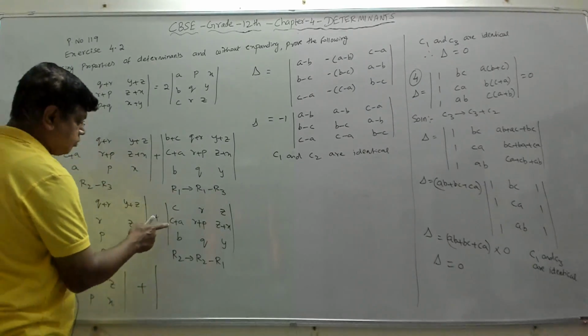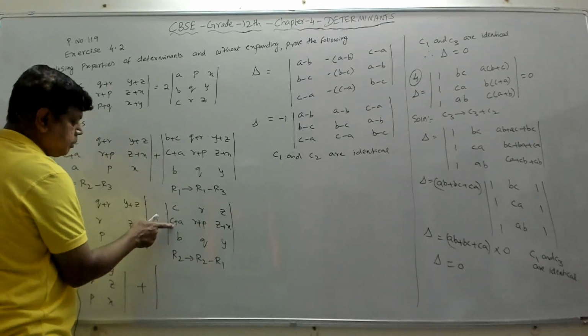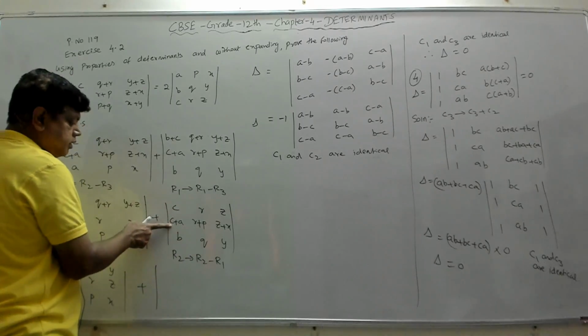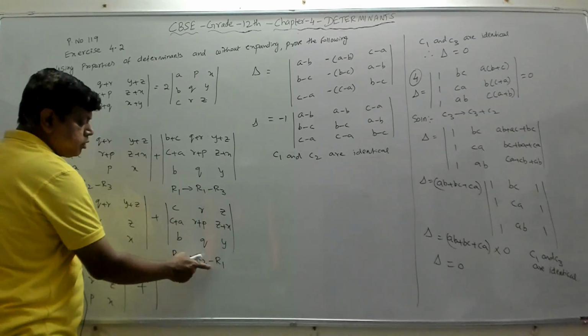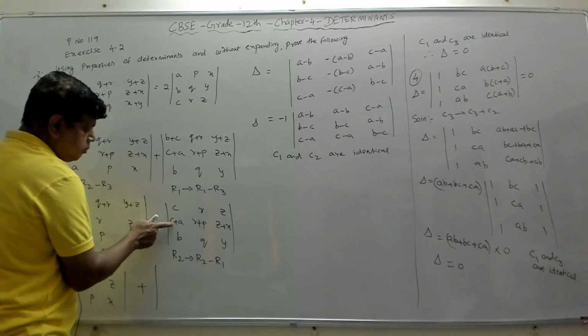So what we have here? So again R2 is R2 minus R1. R2 is C plus A minus C. So this is R2, this is R1. This is in row 2, this is in row 1. So corresponding elements you have to do this operation. So C plus A minus C.